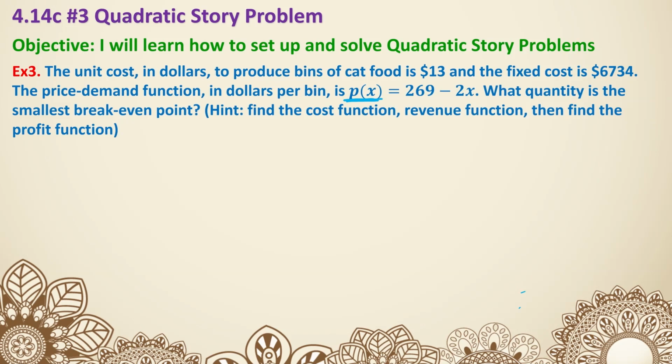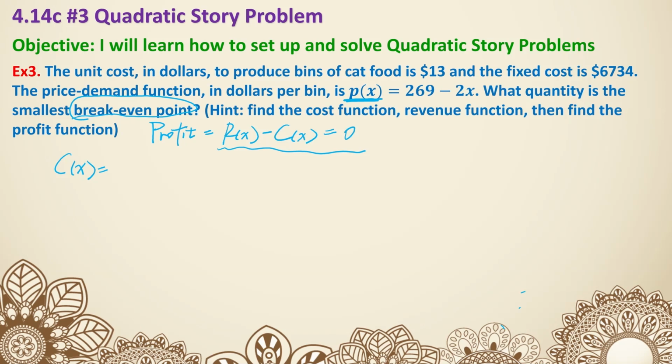So let's quickly review. The profit is the revenue minus the cost. And break-even point basically means I need the revenue to be exactly the same as the cost, so I'm not making any profit. So that is the breaking point. So this is what we want. Just like the hint, in order to find the break-even point, we need the revenue function and we need the cost function. So let's go back to the first sentence to start setting up the cost function.